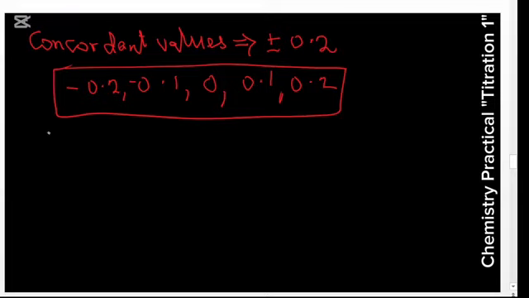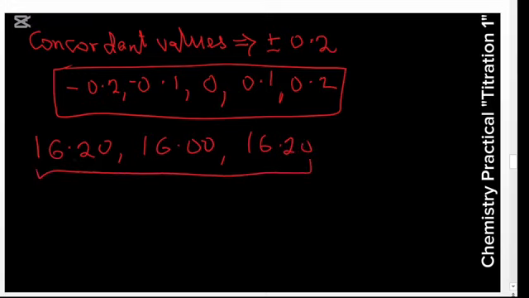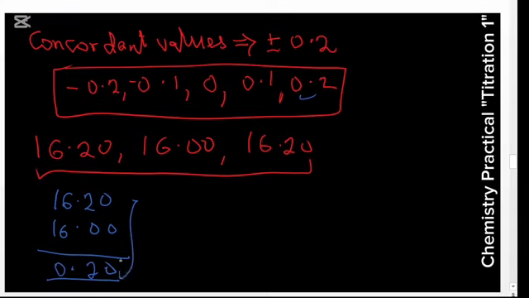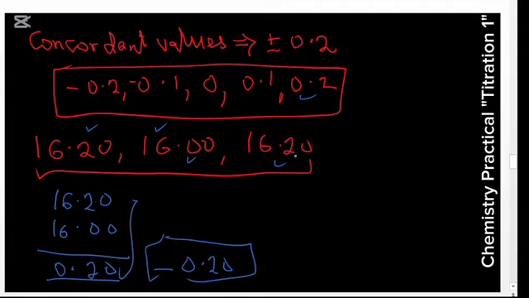Okay, so for example, like the one you had 16.20, 16.00, and 16.20. These are the 3 values that we had. Now all these 3 values are concordant, because if you take the difference between 16.20 and 16.00, you realize that the difference is what? 0.20, which is still within this, so it is concordant. If you do the same thing 16 and 16.2, you will get what? Minus 0.20, which is also within the limit. If you do 16.2 and 16.2, you get 0.00, which is also within the limit. So this tells us that the three values here are concordant.